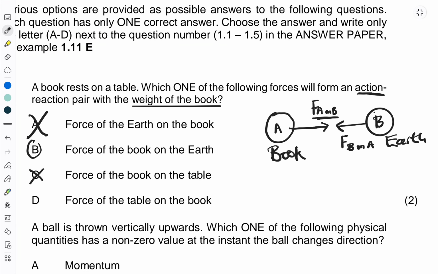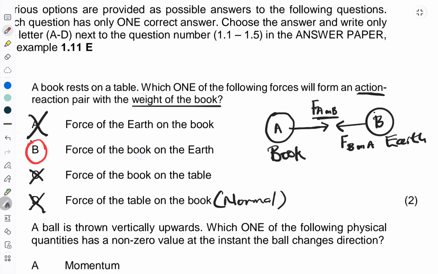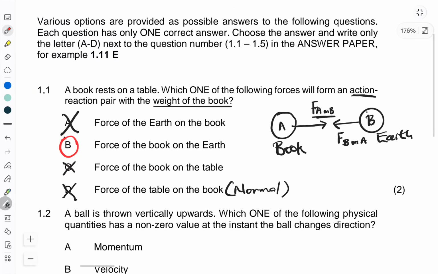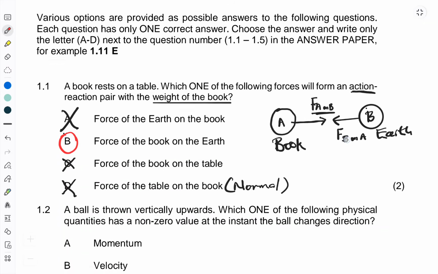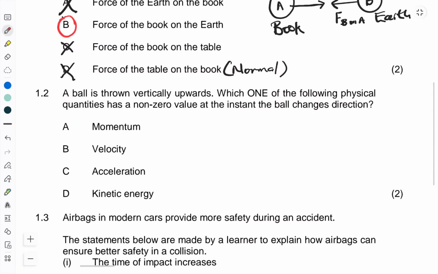Now we go to number D, force of the table on the book. This is also a contact force. It won't work. In fact, this is what you would call your normal force. So C and D are out and also A is out, so our correct answer should be B. Let's use a red marker. That's the logic you would use to answer question 1.1. So let's go to 1.2.